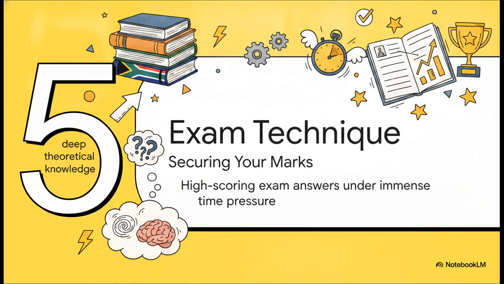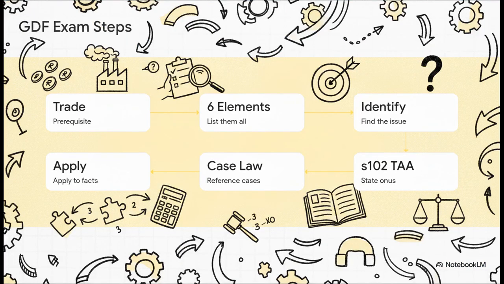Let's talk exam technique. You know the theory now, but how do you translate this knowledge into high-scoring exam answers under immense time pressure? This sequence is your ultimate exam technique. When faced with a GDF question, follow these exact steps chronologically to ensure you harvest every possible mark from the rubric. Step 1, state that carrying on a trade is a prerequisite. Step 2, list out all 6 elements of the GDF. Step 3, pinpoint exactly which element is the issue in the scenario.